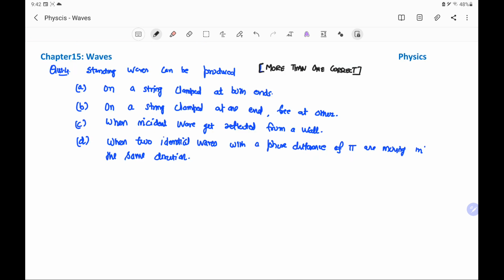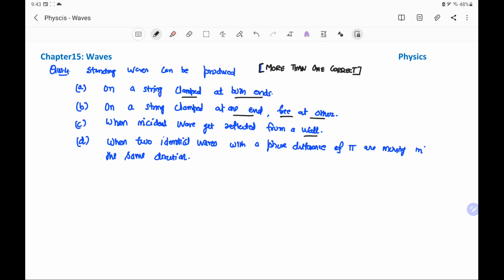The fourth question is, standing waves are produced: first option, on a string clamped at both ends; second, a string clamped at one end and free at the other; third, an incident wave gets reflected from a wall; and fourth, when two identical waves with a phase difference of pi are moving in the same direction. And here more than one correct option is possible.